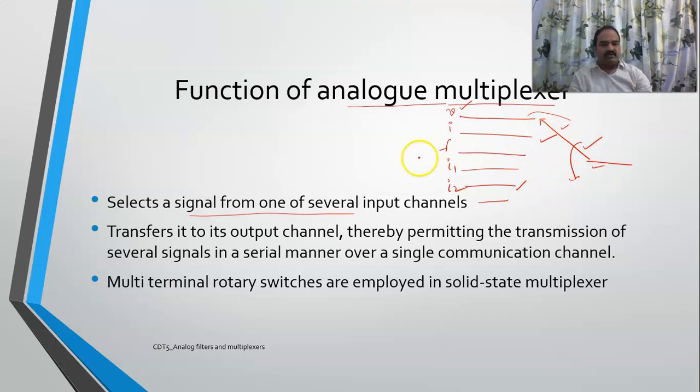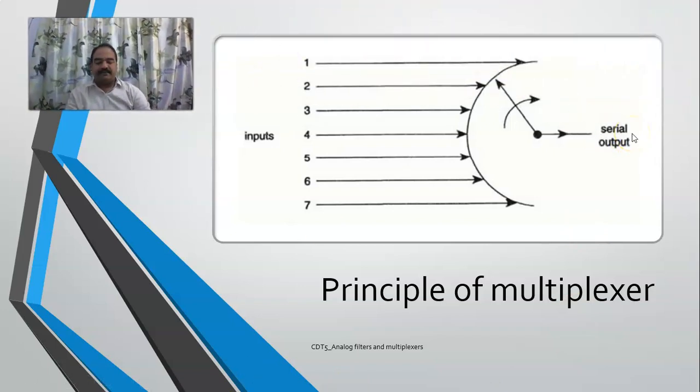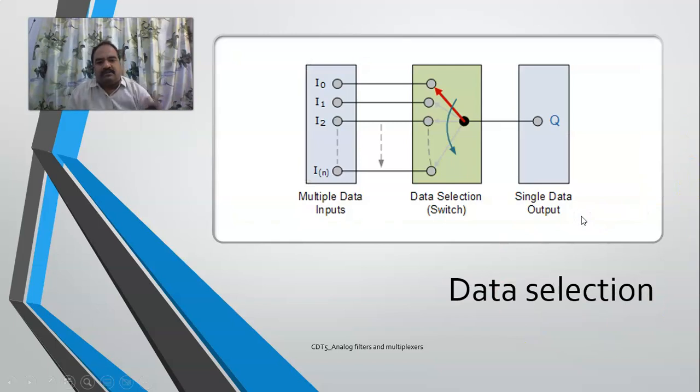Okay. So normally, if it is a solid state multiplexer, we do employ multi-terminal rotary switches. I will show you the figure. Yeah, this is a multi-terminal rotary switch. If you carefully see, there is a serial output, and these are the different inputs, and you are choosing them one at a time. This is your multiple data inputs, and this is a rotary switch. Based upon that, you will be selecting an output.